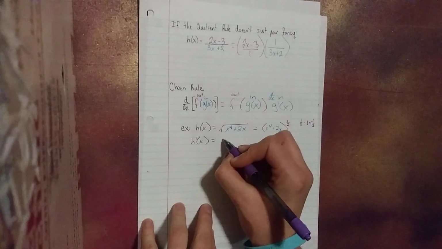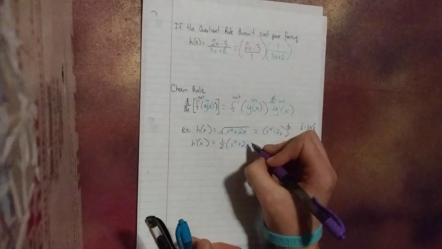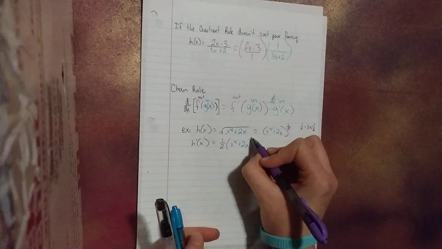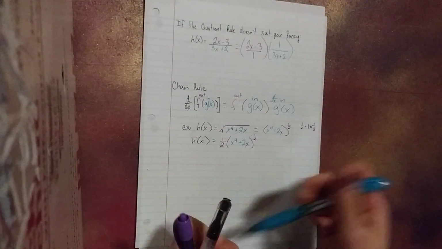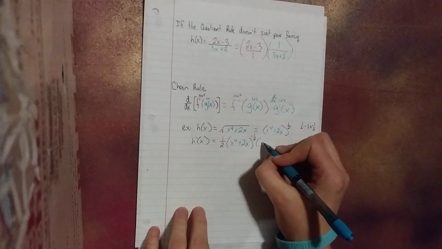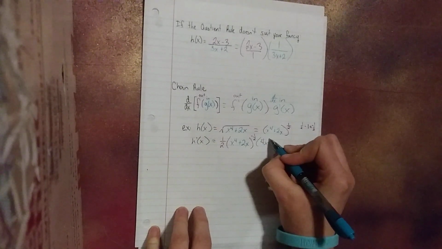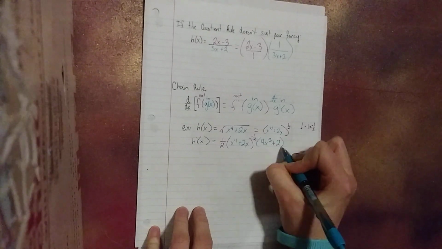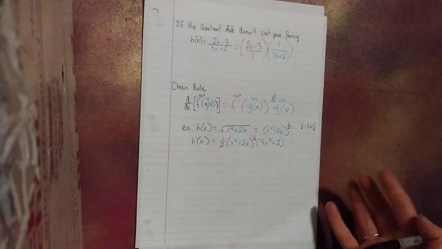So when we take the derivative of this function, we can do 1/2 and then put our inside function, x to the fourth plus 2x, and we're not touching it, remember, and then we have our exponent, negative 1/2. And then, don't forget this part, we multiply it by the derivative of our inside function. So 4x to the third plus 2. And then after this, we have it all set up and we can solve it out.